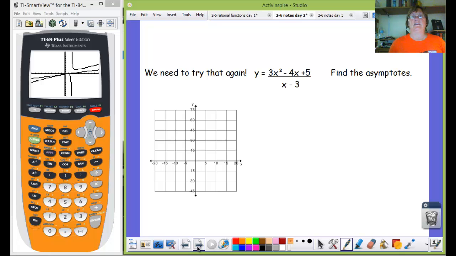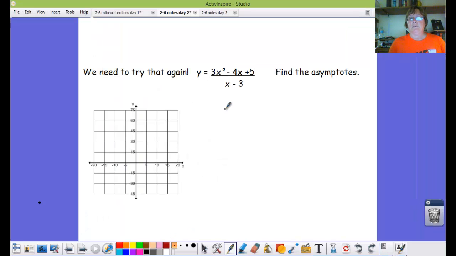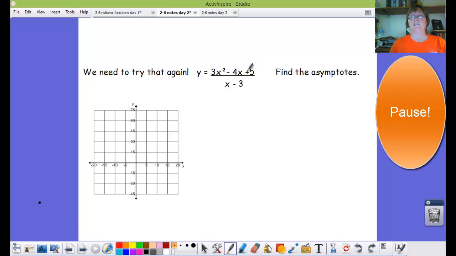I want to have you try that again, and so I am going to ask you to stop the video. I want to have you find the asymptotes, well, we should check and see if it factors. We're going to do the whole 9 yards. We want to check and see if we have a removable discontinuity. If not, then we want to talk about a vertical asymptote. We have a degree here that's exactly one bigger.